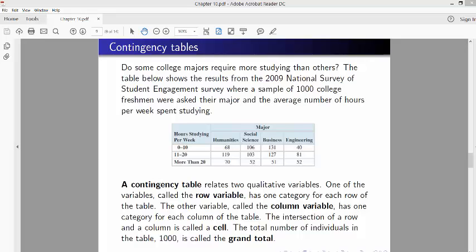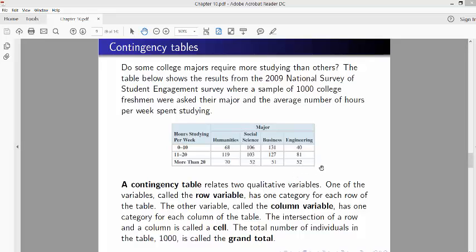So we have row variables. In this case, it's 0 to 10, 11 to 20, and more than 20 hours per week. And then column variables are the majors, and we want to establish if there is an independence here. Each cell has a number. So let's say 103, that represents the number of students whose major is social science and they study anywhere between 11 and 20 hours per week.